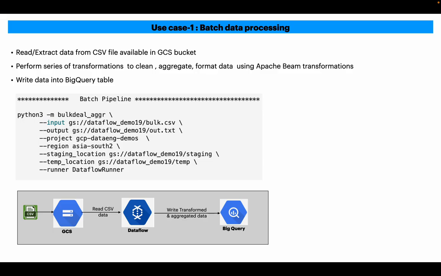You have to specify a staging location in a GCS bucket, and the temp location, right? These two are very important, because while running our pipeline, Dataflow will create some temporary files and logs, so it will store those files in these two buckets, right? And the runner, you have to specify it's a Dataflow runner, right? If you are testing this pipeline locally, there you will specify it as a direct runner. Okay, let's move on to the code now.